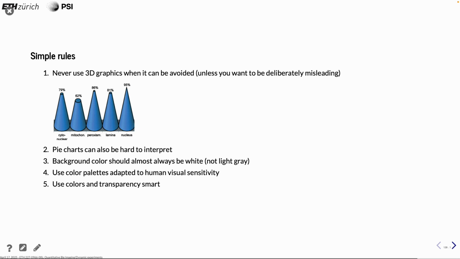And also the background color, keep it white or transparent, not light gray. That lowers the contrast. And also use color palettes which actually are adapted to human visual sensitivity. Think about colorblind people, and then use colors in combination with transparency in a smart way. With that, you can get quite far with your presentation.